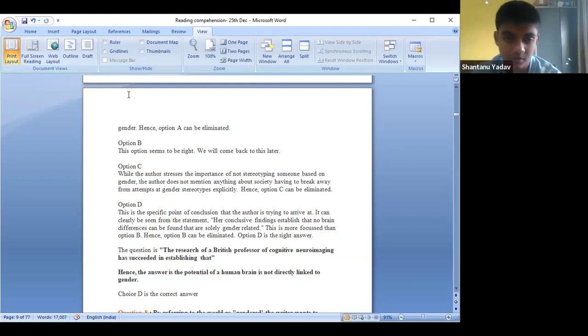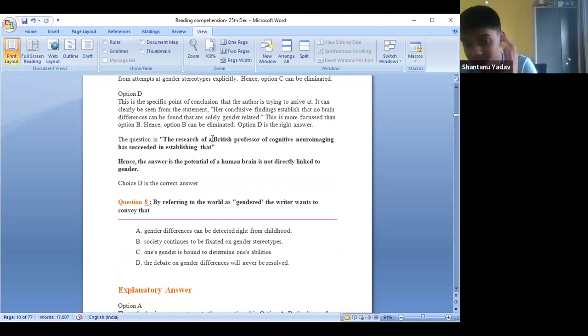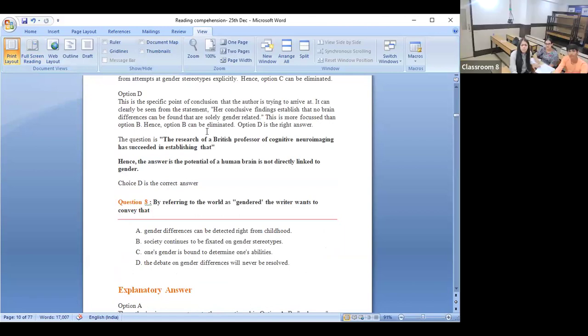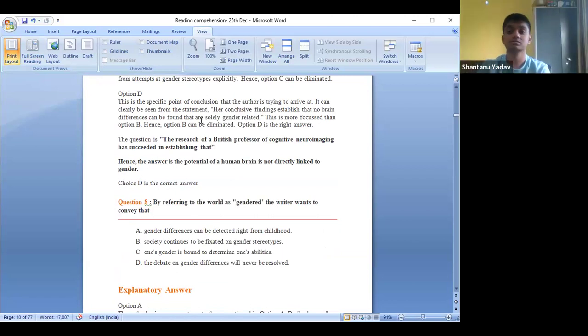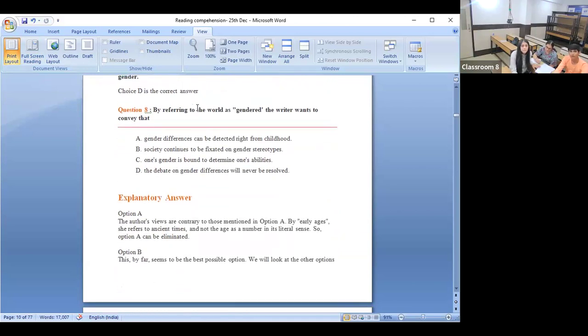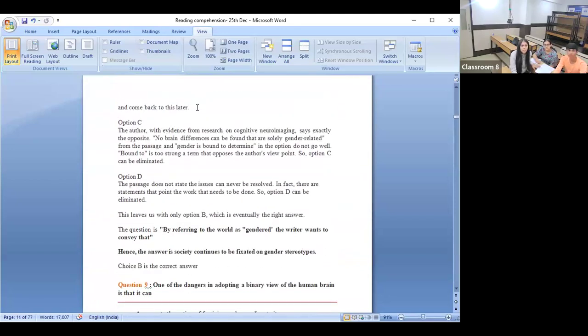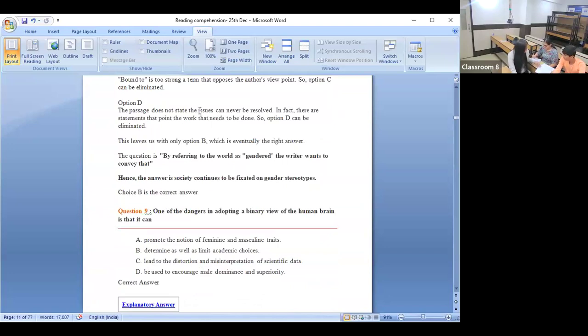Yes, ma'am. The brain is not directly linked to gender. मतलब आप ये नहीं बोल सकते कि men का brain है कि women का brain है. The way we do it in the Indian society. It is like a person's brain. Yes, that is what they say. Second one, ma'am, B. Shantanu, for me, it's difficult to understand your B and D. Tell me the word ball. Ball. Okay, no discussion required.